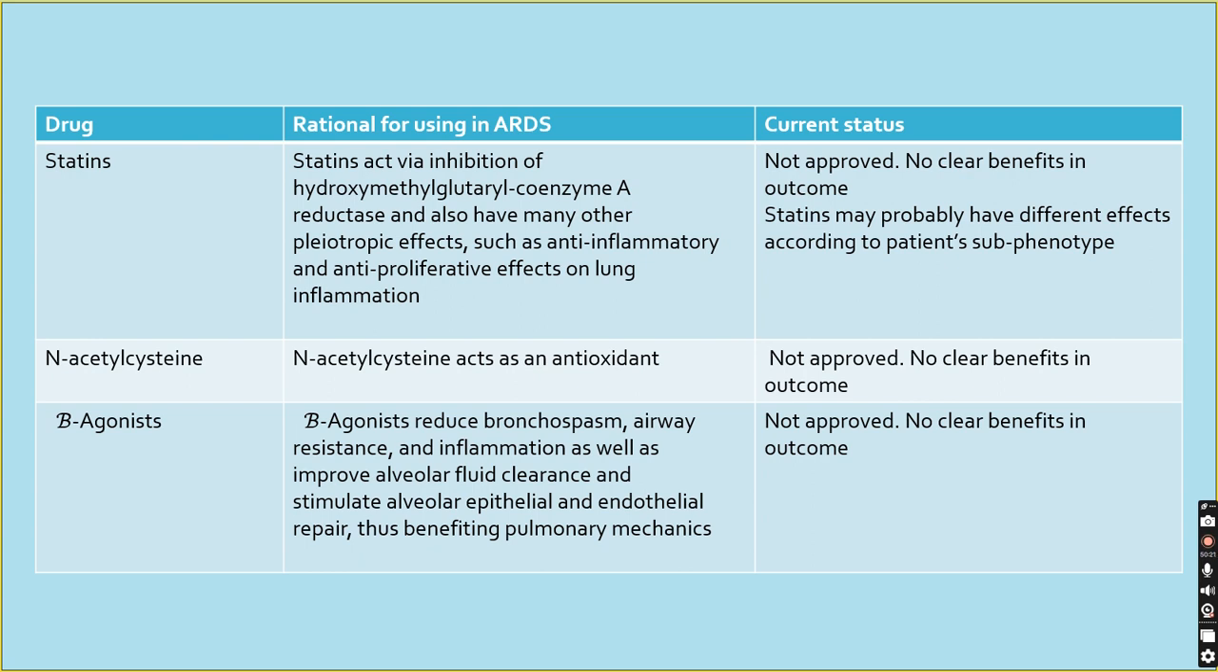Beta agonists have been used very frequently in almost all patients who are ventilated, whether they are ventilated for ARDS or for any other reason. They are thought to reduce bronchospasm, airway resistance, and inflammation, as well as improve alveolar fluid clearance and stimulate alveolar epithelial and endothelial repair, thus benefiting pulmonary mechanics. But again, there is no clear benefit to beta agonists, and they are not approved as a standard therapy. So please don't use drugs which have no clear benefit and are not approved by standard guidelines.